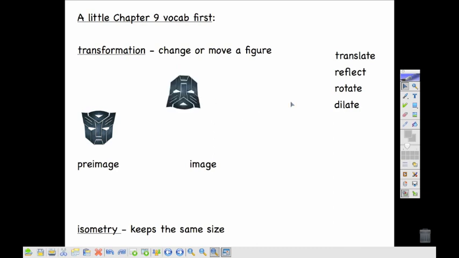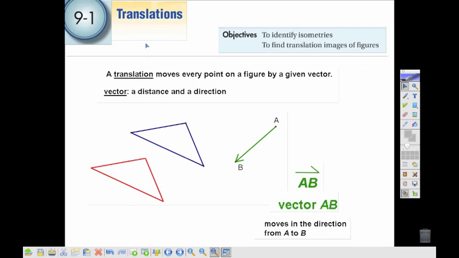But most of the ones that we're going to talk about, 3 of these things, are going to be when we keep the same size. And if we keep the same size and we have a congruent figure, that will be an isometry. The one that we're going to talk about today is a translation. And a translation is when we just slide the figure. So here I have a blue figure that slides over to the red one.